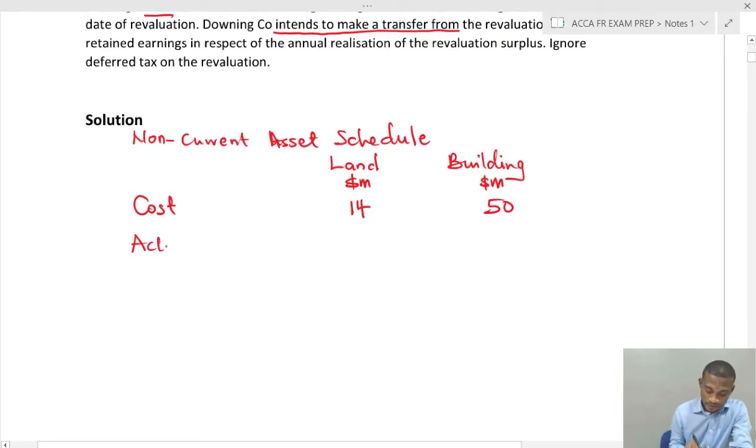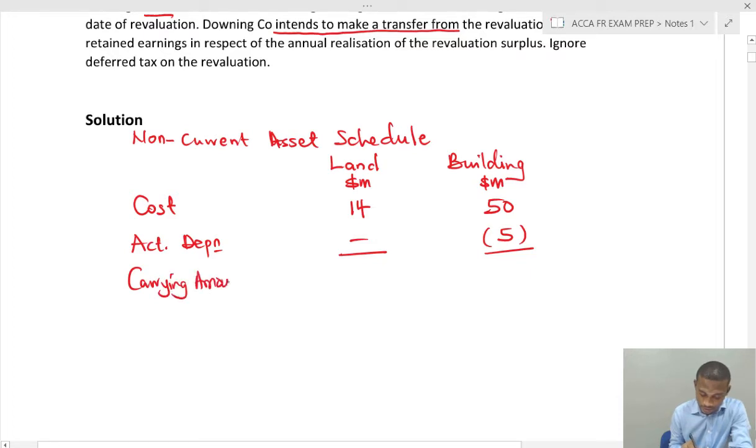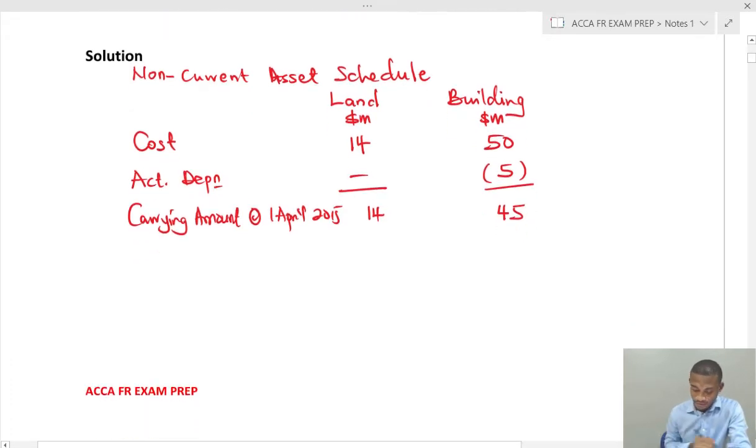Then I'll say accumulated depreciation. I'll take away the accumulated depreciation of 5, and this will give me the carrying amount at 1st April 2015. This is 14, this is 45. The next point is to look at the revalue. So I'll leave a line and say the revalued amount. This is 16, this is 52.2.